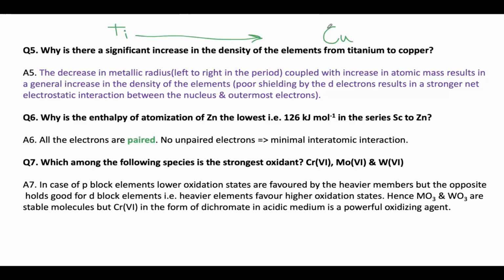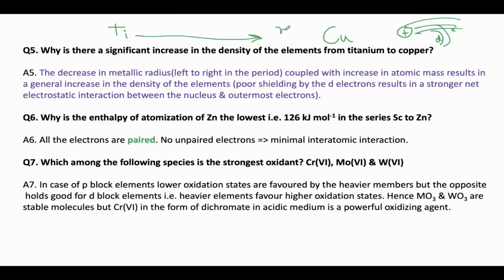Now since these d orbitals cannot shield the electrons from the nucleus, this is the nucleus which is positively charged, and here are the valence electrons. Now, if in the middle there are d orbitals, and d is a poor shielder, the nucleus will attract the electrons more. That's why the size of the atoms becomes small. So from left to right, there will be a significant decrease in the metallic radius in the period. If we are going from left to right, the size is actually decreasing.